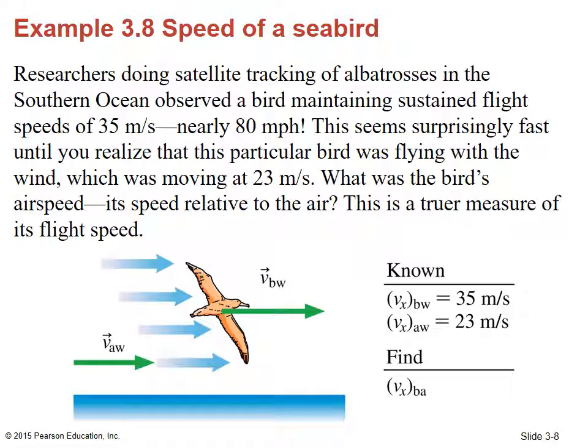Researchers doing satellite tracking of albatrosses in the Southern Ocean observed a bird maintaining sustained flight speeds of 35 meters per second, nearly 80 miles per hour. This seems surprisingly fast until you realize that this particular bird was flying with the wind, which was moving at 23 meters per second. What was the bird's airspeed, its speed relative to the air? This is a truer measure of its flight speed.